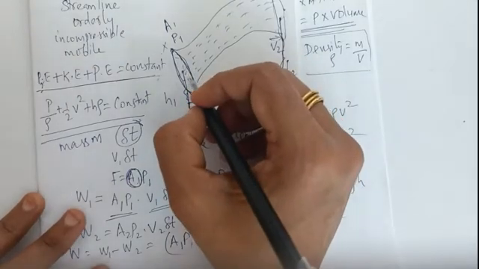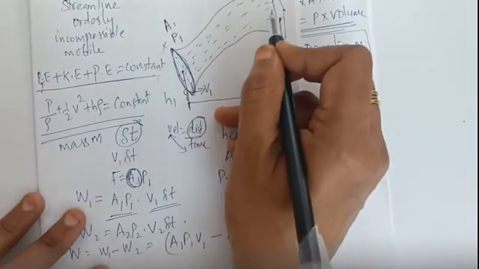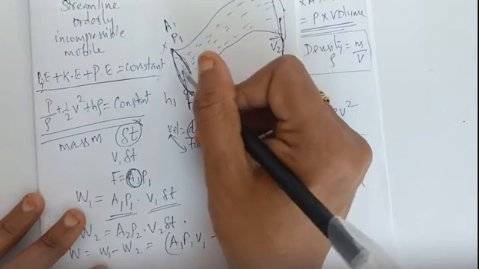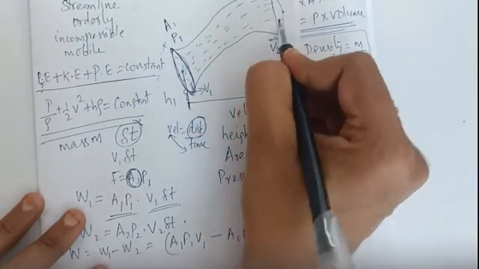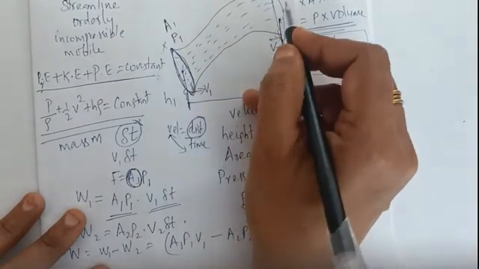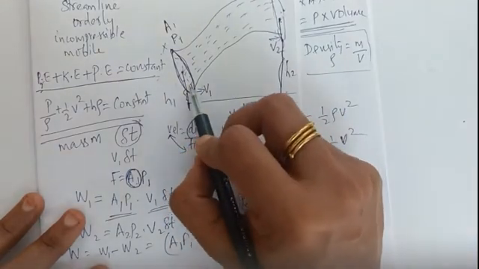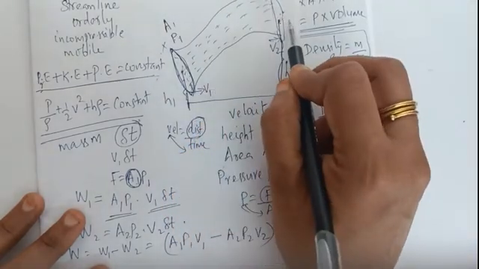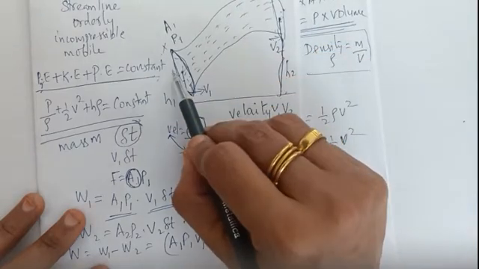And due to this pressure energy, what happens? The fluid or the liquid starts flowing from the lower height. See, this is height h1 is lower compared with that of h2. So from the lower height, the liquid starts flowing to the higher height. That means the pressure energy here is getting converted to kinetic energy and potential energy. So how much pressure energy is consumed here?